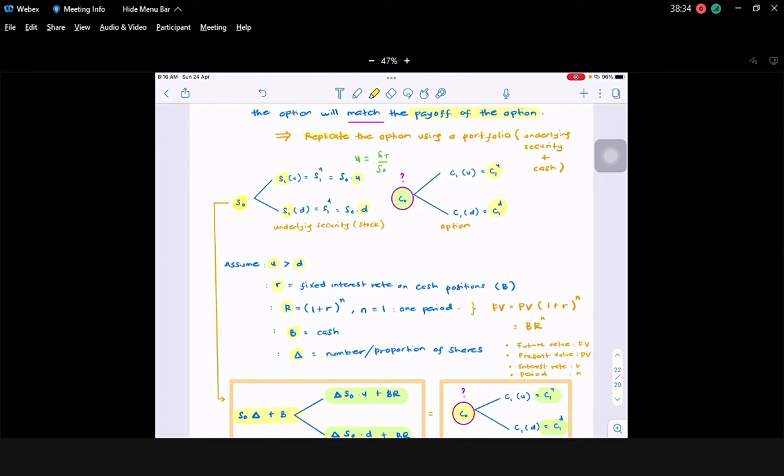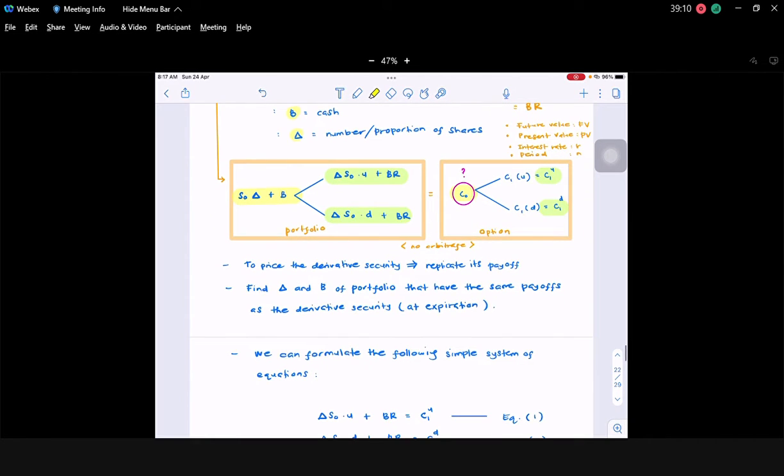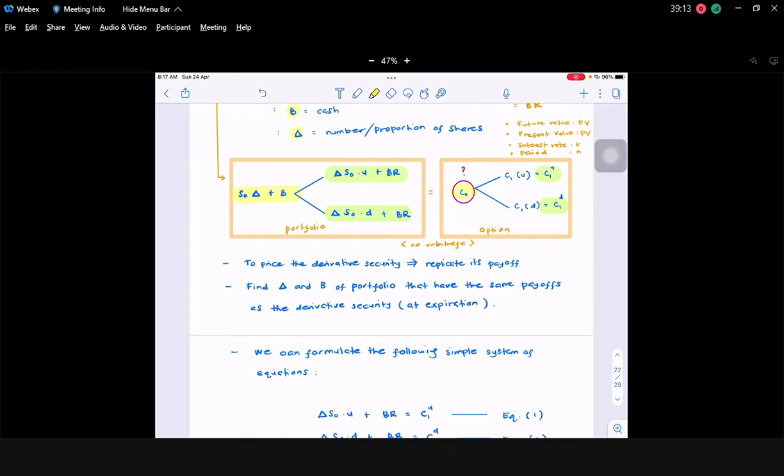Kita nak find price for option based on underlying security. So of course, dekat sini simple case given stock for example. Tapi in order to formulate the call option price, kita kena assume the underlying asset ini adalah portfolio, yang mana portfolio ni consists of cash, B, and proportion of shares. Sebab tu kita perlu find B and delta in this case. Instead of one single underlying asset iaitu stock, kita deal with portfolio.